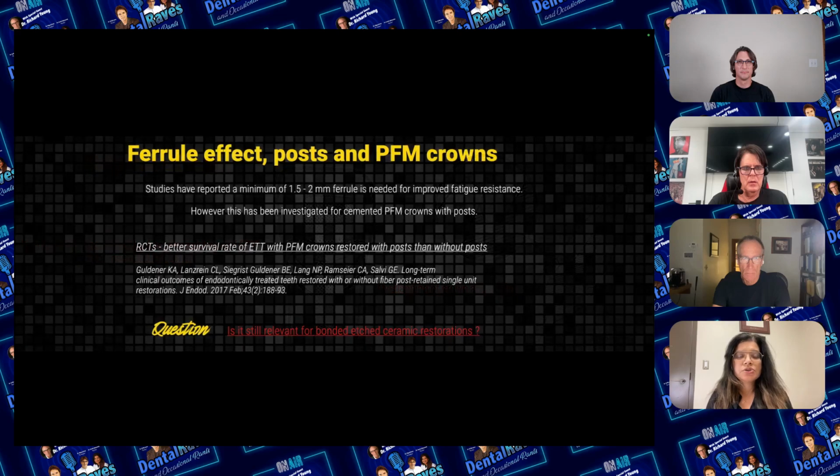Going into some more literature about this, studies have reported a minimum of 1.5 to 2 millimeters of ferrule that is needed to improve fatigue resistance. However, this has been investigated for cemented PFM crowns with posts. So you have to pay attention to how the evidence came into being, and then the question comes up: does it still apply to the adhesive restorations that we do more and more in our practices today?